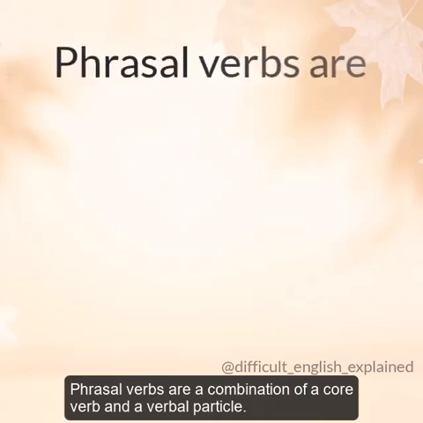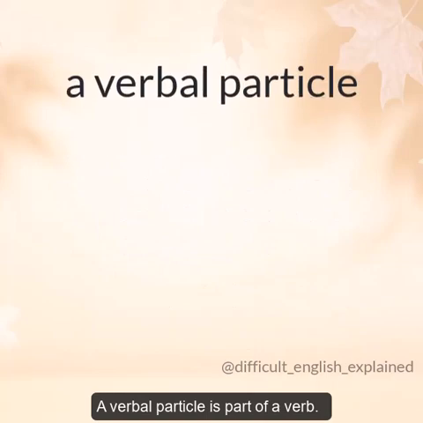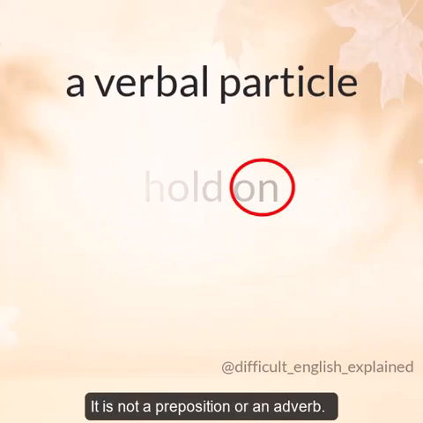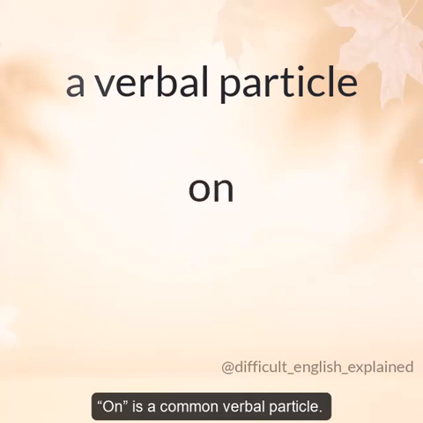Phrasal verbs are a combination of a core verb and a verbal particle. A verbal particle is part of a verb. It is not a preposition or an adverb. On is a common verbal particle.